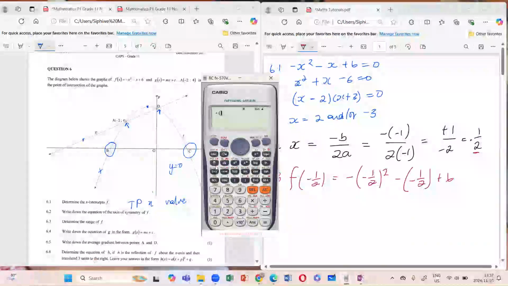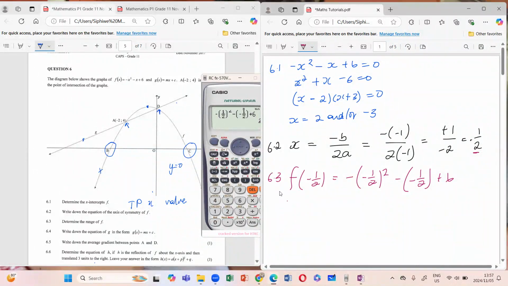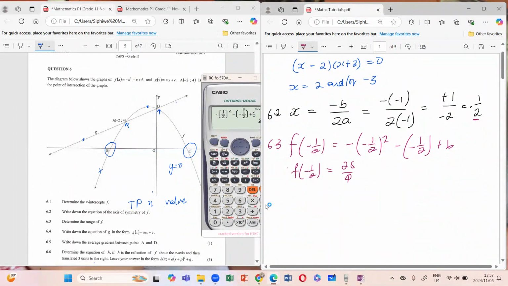Negative half squared minus negative half plus 6. This gives us 25 over 4. So f of minus half is equal to 25 over 4. It wants the range. y is an element from negative infinity, which is our lowest point, to 25 over 4 included.